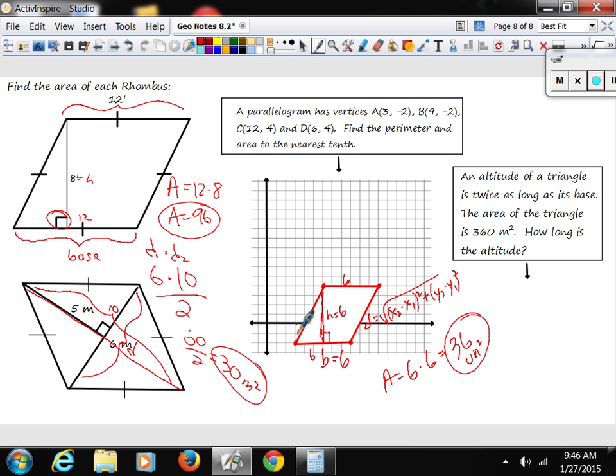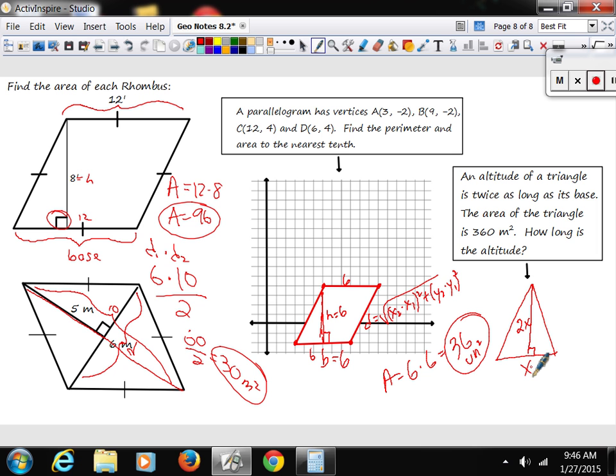Okay, the last one, the altitude of a triangle is twice as long as the base. So your first step is draw a triangle, and draw in an altitude. It says the altitude is twice as long as the base. Where would x and 2x go? Altitude is twice the base. 2x would go where? Okay, the altitude. So where would x go? The base. The base is x, the altitude is 2x, because the altitude is twice as long.